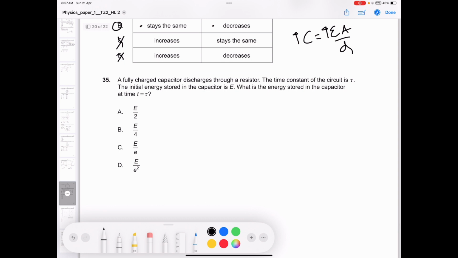Okay, number 35. This is one of the more tricky questions, I think, on the paper. So you have a fully charged capacitor and it discharges through a resistor. The time constant of the circuit is tau. The initial energy in the capacitor is E. What's the energy stored in the capacitor at time t equal to tau?